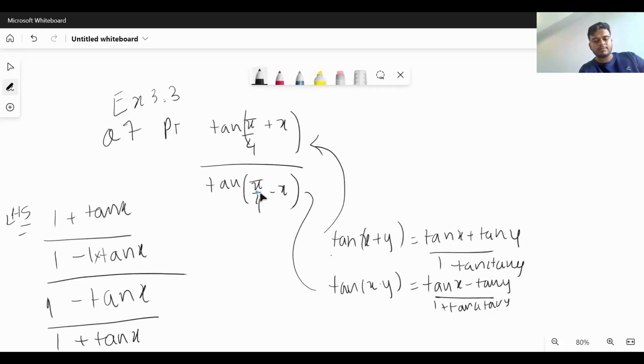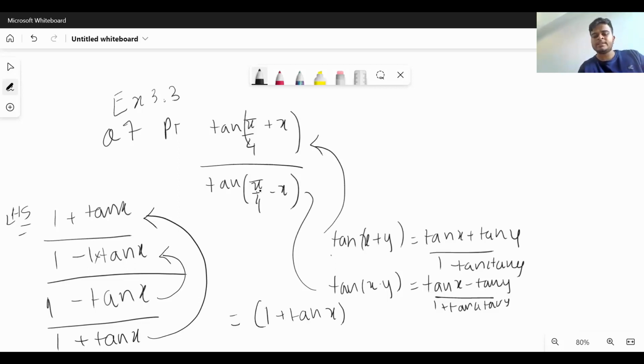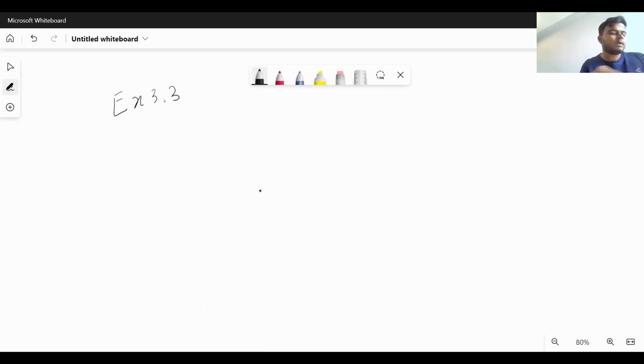Now invert the denominator into the numerator, correct? This multiplies here and this multiplies here. So at the end what you'll have is (1 + tan x) whole squared upon (1 - tan x) whole squared, correct? Sorry for the disturbance, guys. And this is nothing but my RHS term. So this is solved here. Let us move on to the next question.